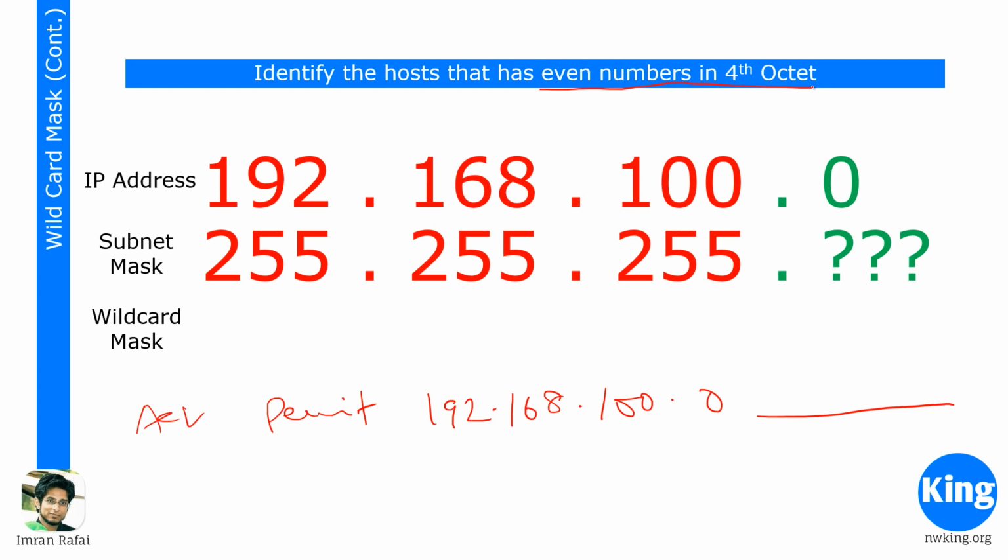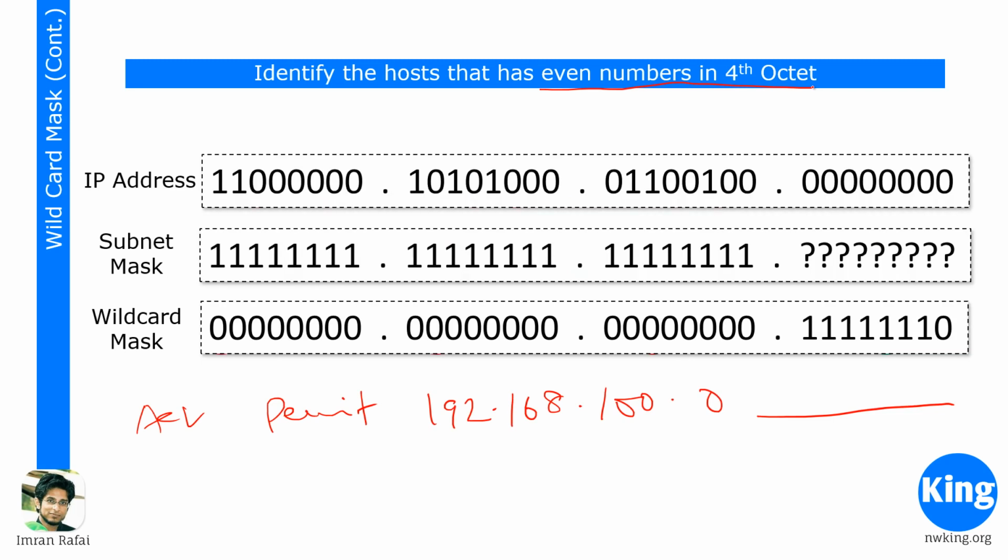Can you do that using subnet mask? I don't think so. I don't think there is a value you can put in the 4th octet of a subnet mask such that you can only identify even numbers in the 4th octet. But look at the magic in wildcard. In wildcard, you can put this. Before I explain this, I will tell you what it is.